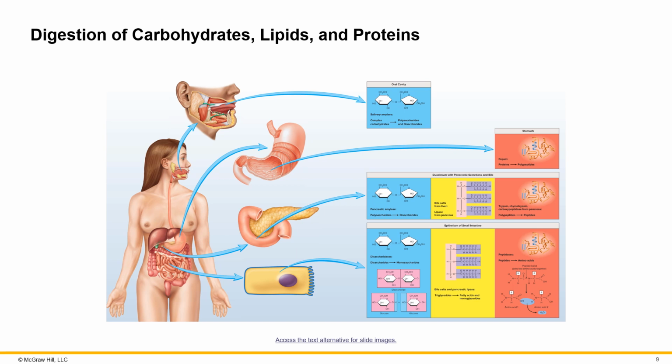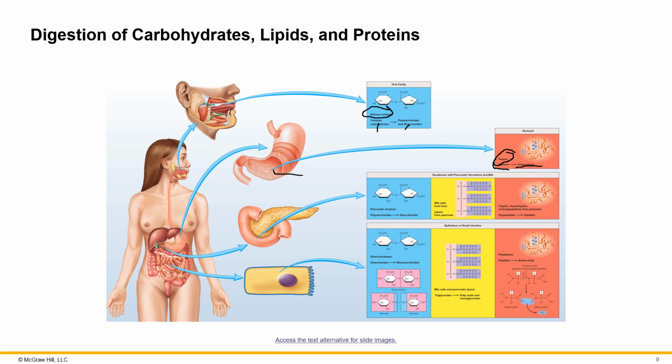So this diagram is a great overview of what is digested in which segment of the digestive system. So in the oral cavity, you have the enzyme salivary amylase, which is a carbohydrate enzyme that breaks down complex carbs, which is starch, into polysaccharides and disaccharides. In the stomach, you have pepsin, which comes from pepsinogen, that breaks proteins down into polypeptides, which is at the first level of protein folding.